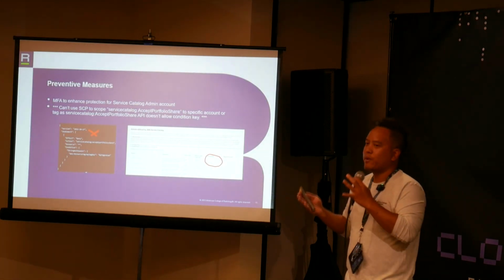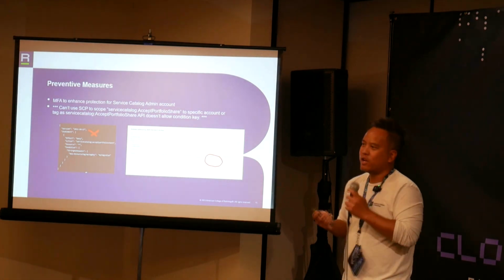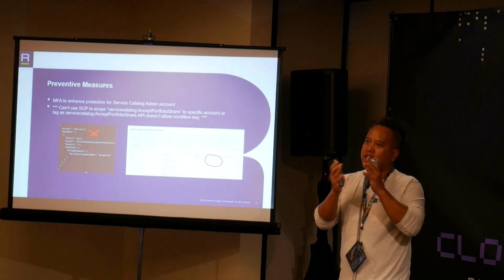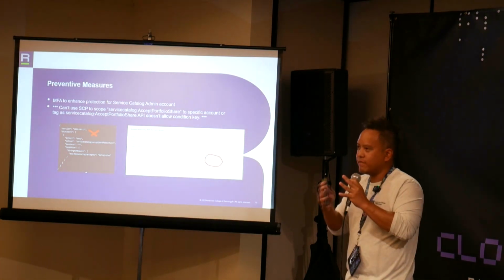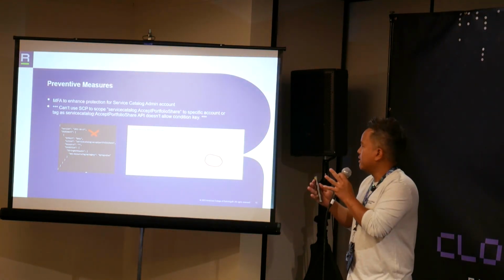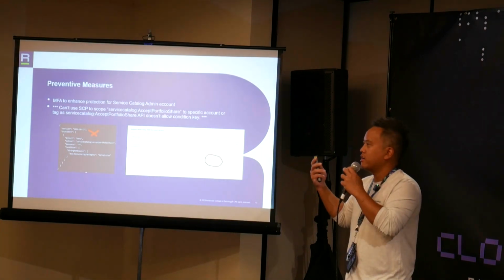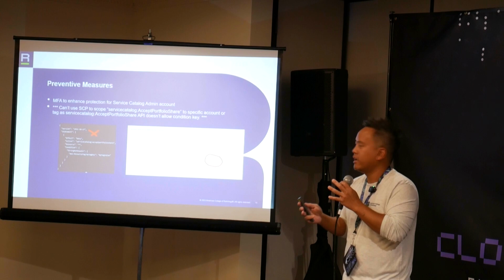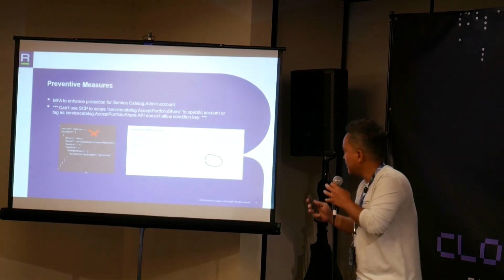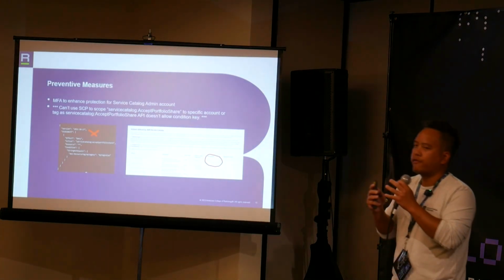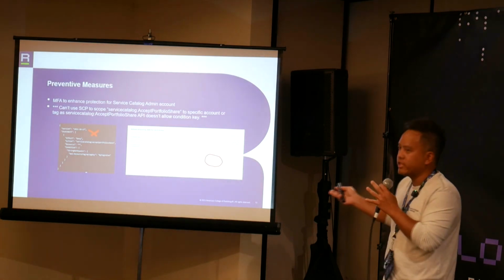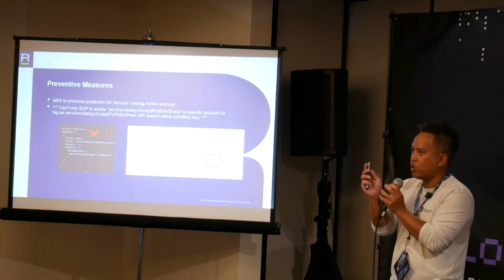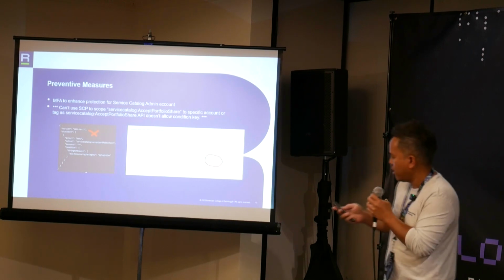Now, let's see, how do we prevent this? I talked to AWS. I've been trying to see if I can use an SCP to block it by either the tag or the principal account. None of that works, mainly because the accept portfolio API doesn't allow condition keys. So you can't use condition keys to limit the scope of who can share a portfolio to you.